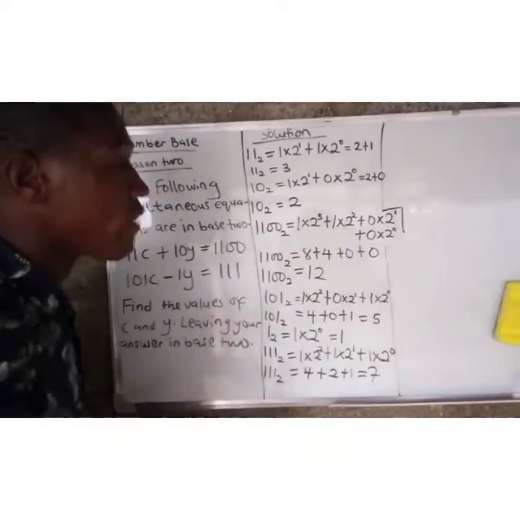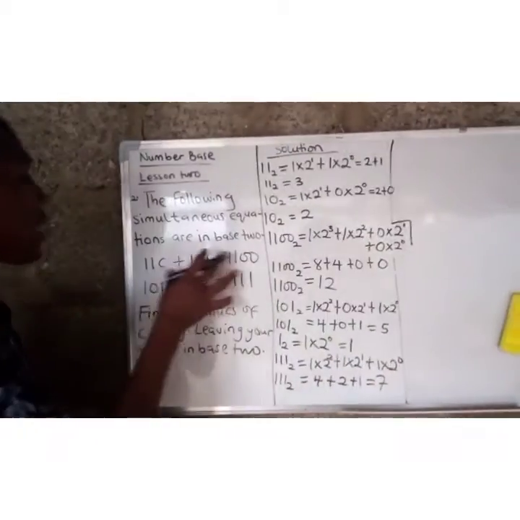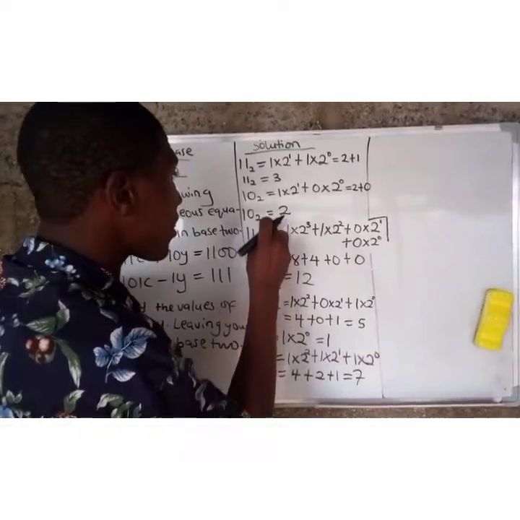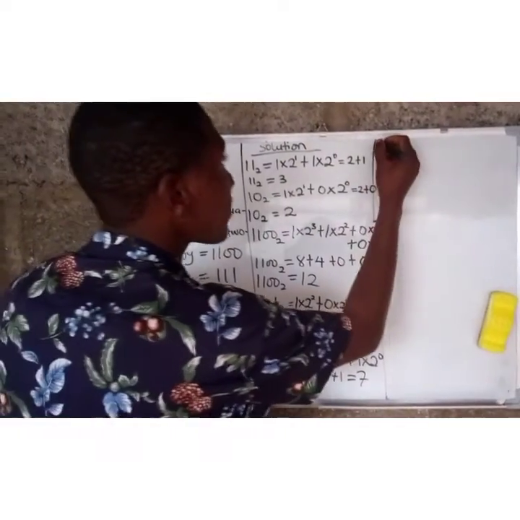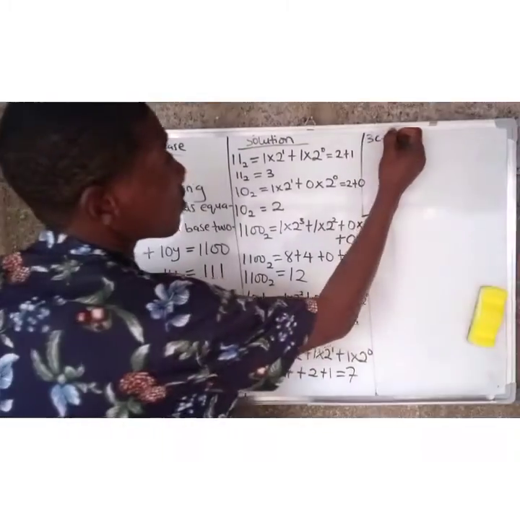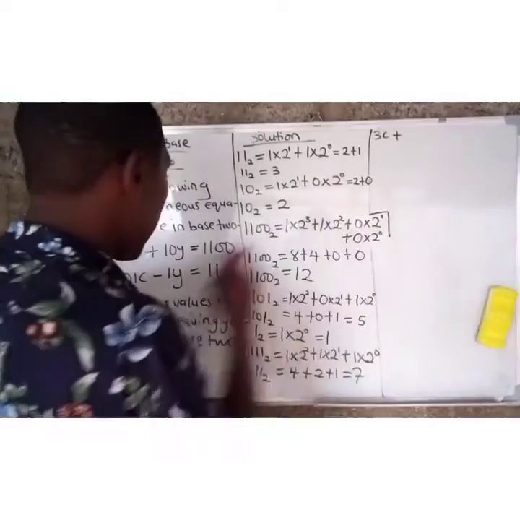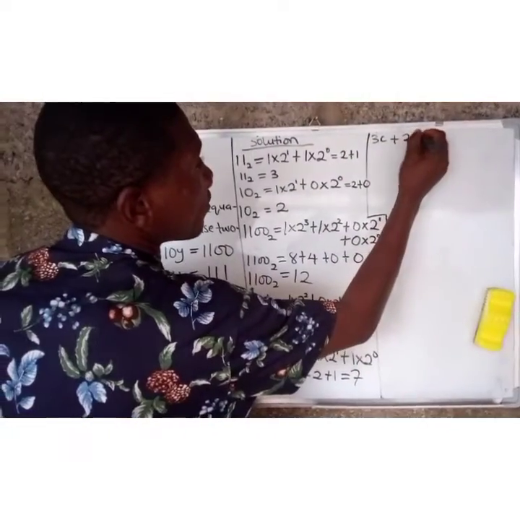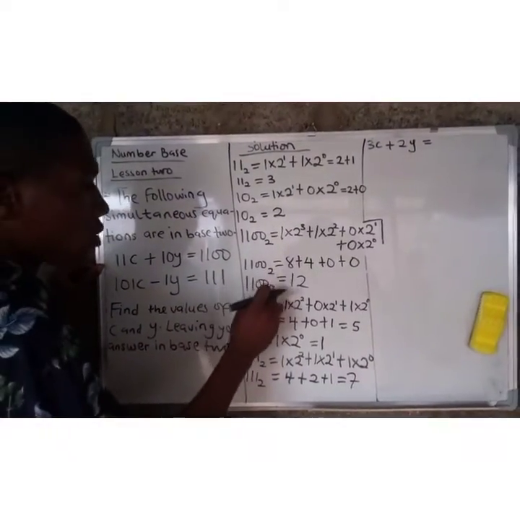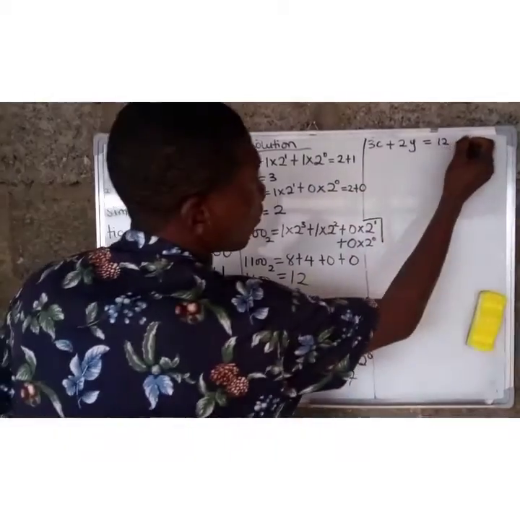So I've gotten all the values in base 2, so I'll write the equation in base 10. This equation now becomes, in base 10, 11 here, I'll replace it with 3. 11 here is equal to 3, so it becomes 3c plus what? Plus 10y. And our 10 here is 2, so 2y is equal to 110. 110 is equal to 12, so it's equal to 12.